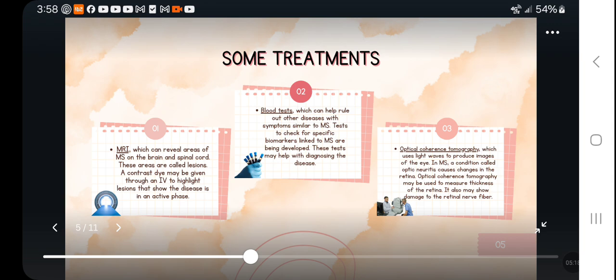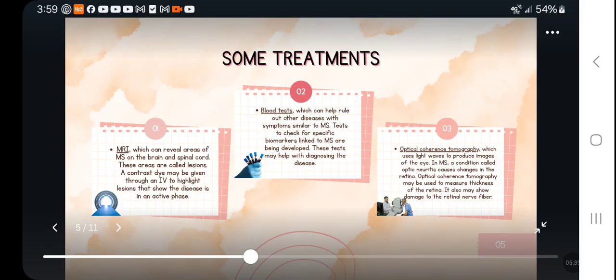Blood tests can help rule out other diseases when symptoms are similar to MS. Tests to check for specific biomarkers linked to MS are being developed. These tests may help with diagnosing the disease. And for that picture, I just have those little blood tubes that store your blood when it's being drawn.